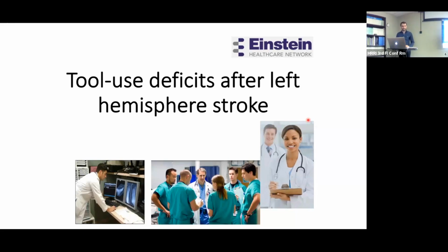Right, thank you for the introduction. So I'm going to present some work that we're currently doing at MOS under the supervision of Dr. Aaron Wong and also Dr. Royal Bugsbone. So I will talk about tool use deficit after left hemisphere stroke.